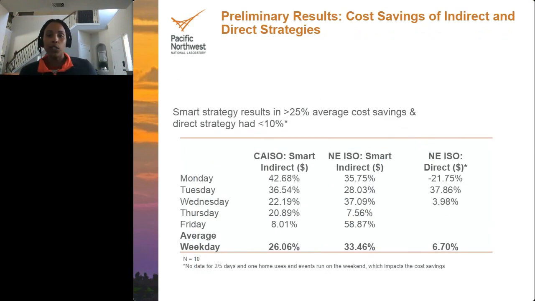And here are the preliminary results for that. We couldn't really make general conclusions about the results because we only considered about 10 water heaters in this study, and we only had about a week, or in some cases less than a week, of data to compute the cost savings. However, when looking at the Cal ISO and the New England ISO signal for the third-party smart indirect method, we saw over 25% in average cost savings. For the New England ISO simple direct approach, we got less than 10%. So here we are seeing, so far, that the smart strategy has the ability to reduce the cost.